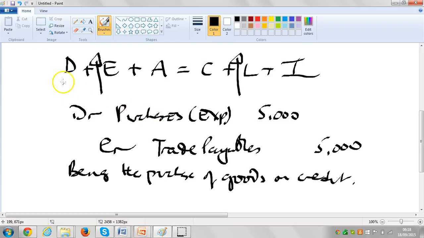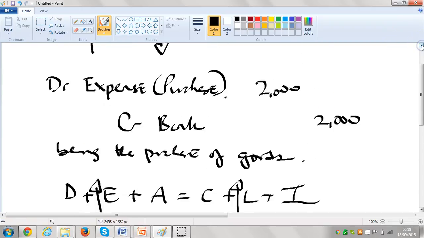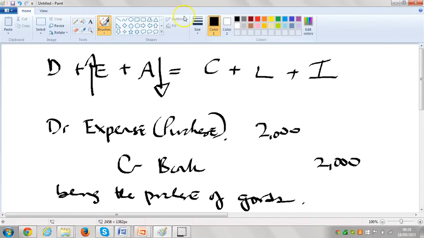What have I just done? This side has gone up by 5,000, but this side has also gone up by 5,000. You're still doing the accounting equation, but you're just recognizing it using the language. In the previous example, we got the goods and we paid for them. So E went up, of course, because we got some goods, but we paid for them, and that's money coming out of the bank, so the asset of money was coming down. So expenses went up, but bank went down.